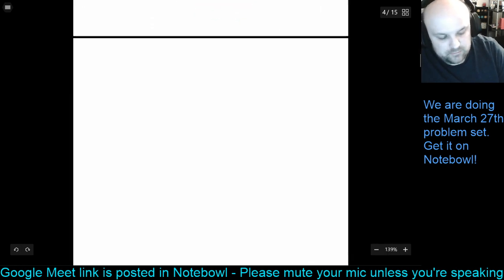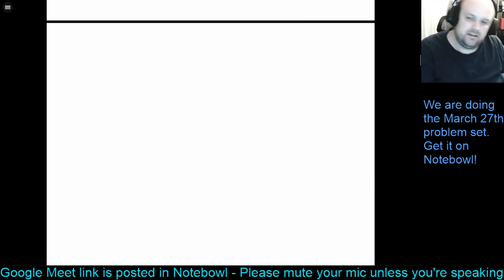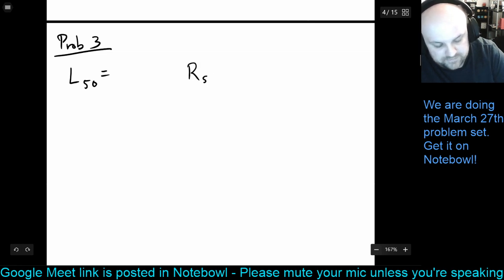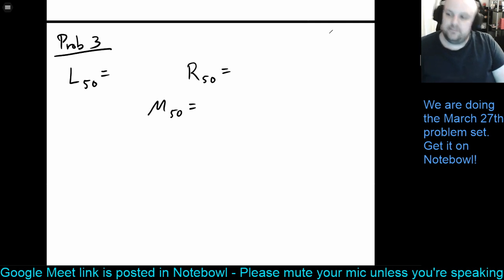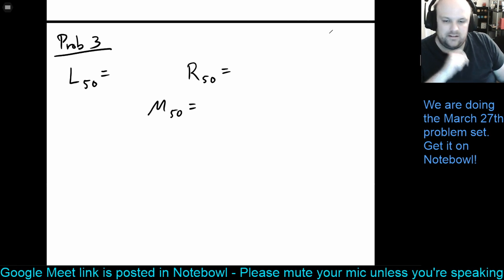So let's look at this with 50 rectangles. That's problem 3. So for problem 3, we want to do this with 50 rectangles. So we want L50, we want R50, and we want M50. I'll do this on the next line, I suppose. I want each of these three numbers. Now, obviously, we're not going to do this by hand. So let me pop over here to Mathematica.